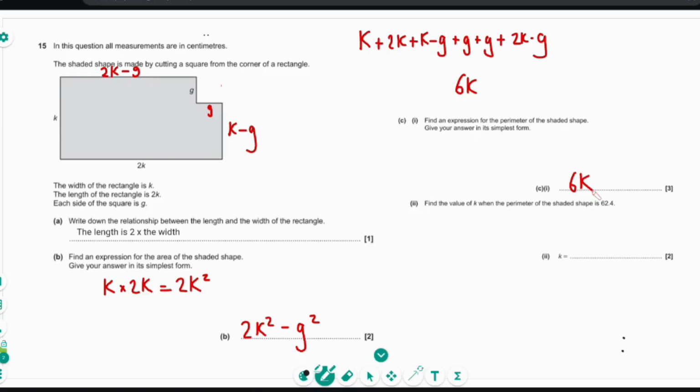Find the value of k when the perimeter of the shape is 62.4. If I know 6k is the perimeter and that's equal to 62.4, I need to divide both sides by 6.